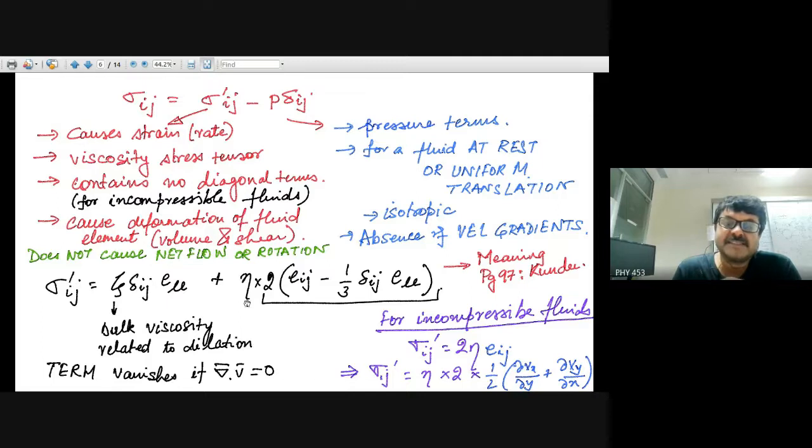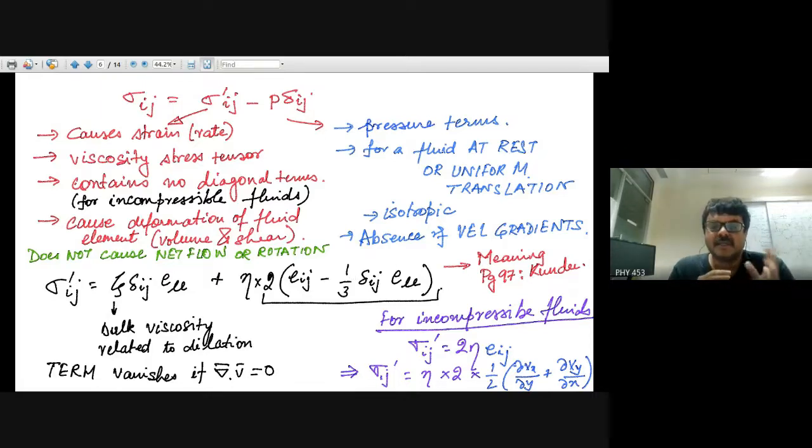And remember, eta by rho is the kinematic viscosity, right? That's the diffusion constant for momentum propagation. And so this can be written in terms of eta into 2 times Eij minus 1/3 delta ij ell. Remember, there's a double index, which essentially means that it's the same as this divergence V. So why does this come? Why are we writing it like that? We'll come to it slowly.